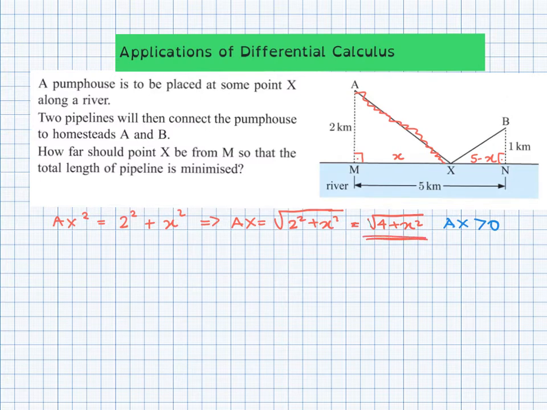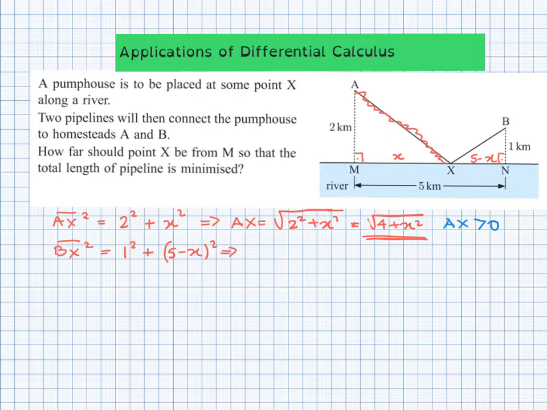So let's find now BX. In a similar way, we're going to find BX, and it's going to be equal to what? BX, everything to the power of 2, is equal to, so I can actually have a line here saying that the distance BX is equal to the sum of the other two sides to the power of 2, 1 to the power of 2 plus the other side here, which is 5 take away x. So it's 5 take away x, and everything to the power of 2.